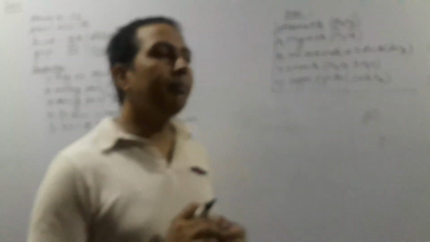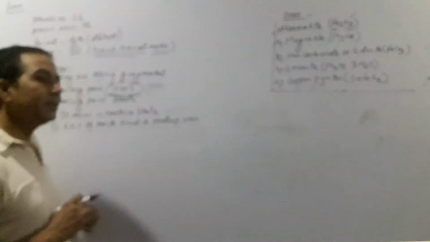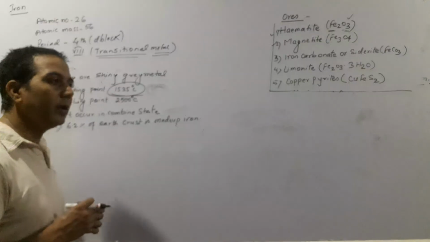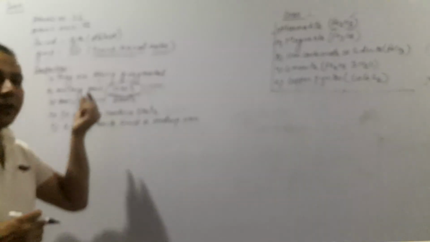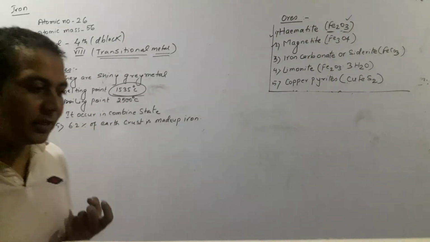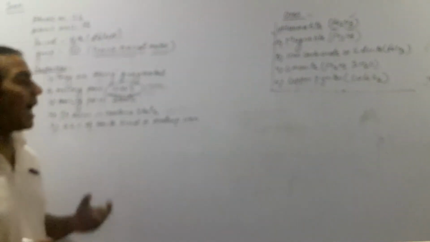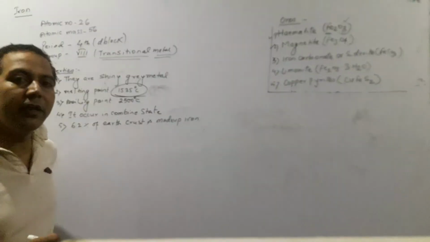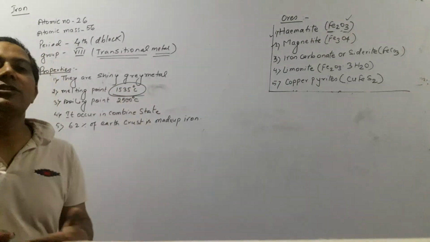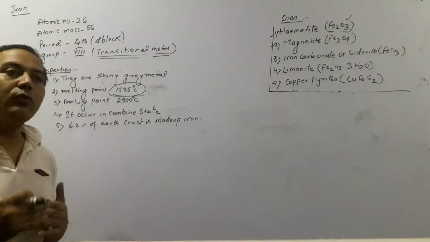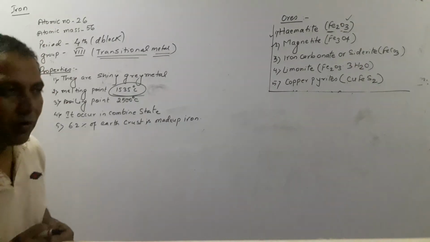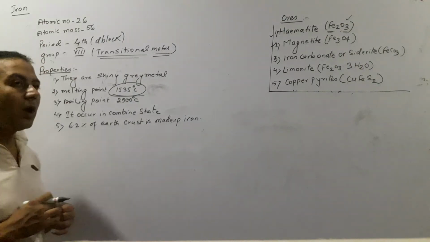1535 degrees Celsius is the melting point. So before 1535 degrees Celsius, the iron will remain in solid form. After the heat is increased above this, it starts to melt and become liquid. Okay. Then the boiling point.